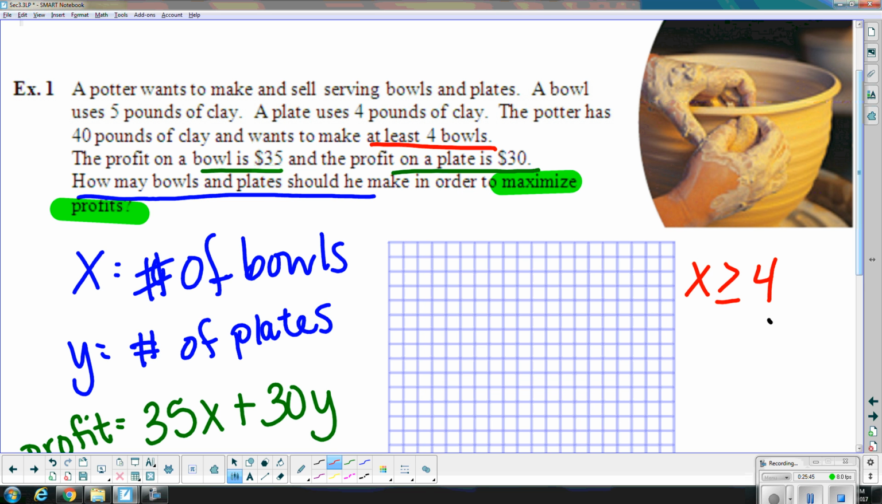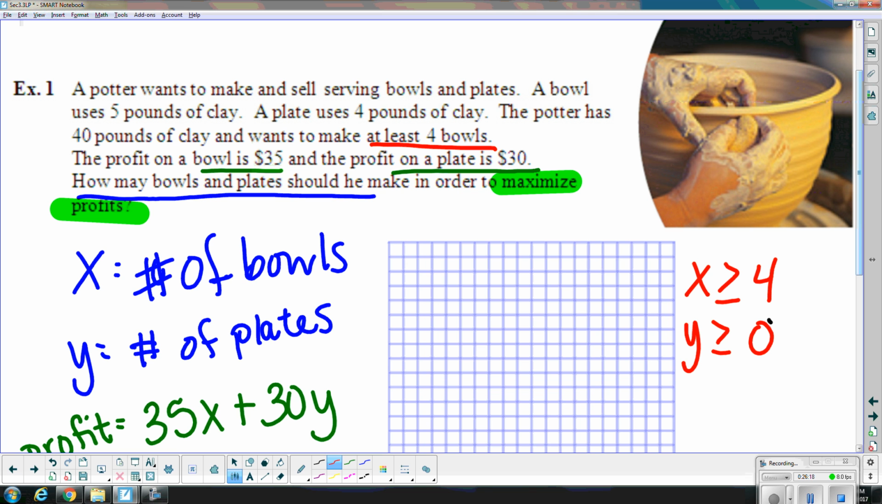Now what about Y? Do we have a specific number of plates we have to make? It doesn't specify, but we can't make negative plates. We can't make -5 plates or -10 plates. So our Y has to be greater than or equal to 0. So if you can't have a negative of one of your variables, then you have to say that. You have to say that Y is greater than or equal to 0 to indicate that it cannot be negative.